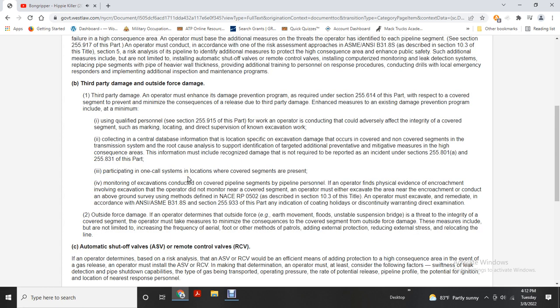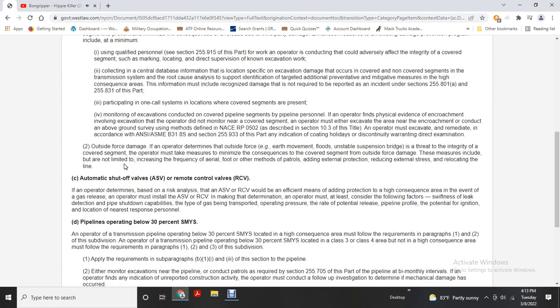2. Collecting essential data on locations, specifically the excavation data, with the curve of the covered and uncovered segments of the transmission line, root cause analysis, support identification, and targeted additional preventive and mitigative measures within the high consequence area. Information must include recognizing damage, even if not required to report, but including Sections 255.801, 255.801A, and 255.831 of this part. Participating in a one-call system in locations where covered segments are present, monitoring excavation conducted, and uncovered pipeline segments of the pipeline by personnel.